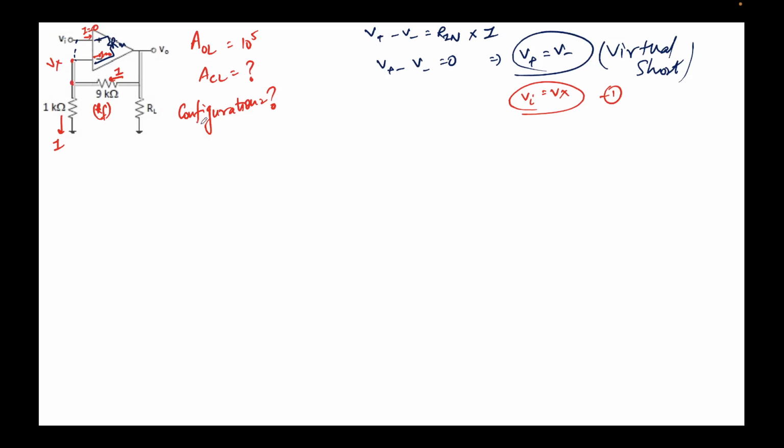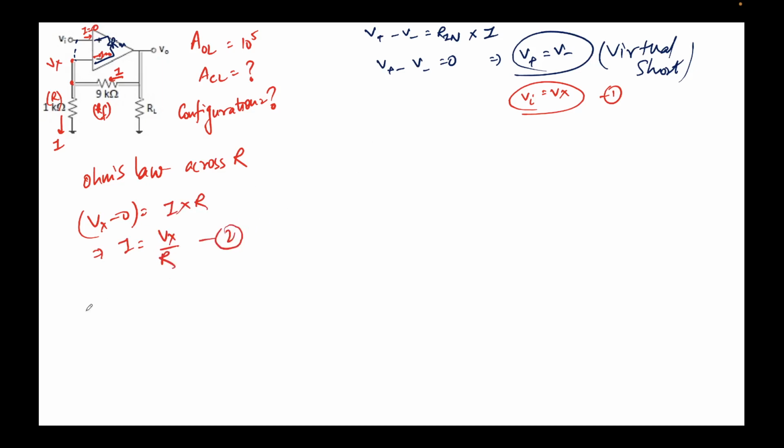Okay, so now I'll write Ohm's law across this. Let's call this resistor R. Across R, I'll write Vx minus 0, that's the voltage drop across this resistor, equal to I, the current flowing through the resistor, times R. So I get I equal to Vx over R. Let's call this expression 2.